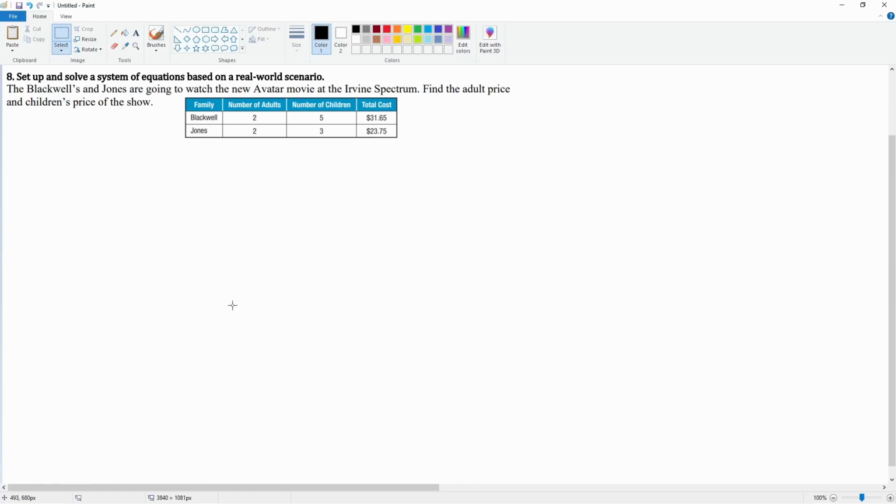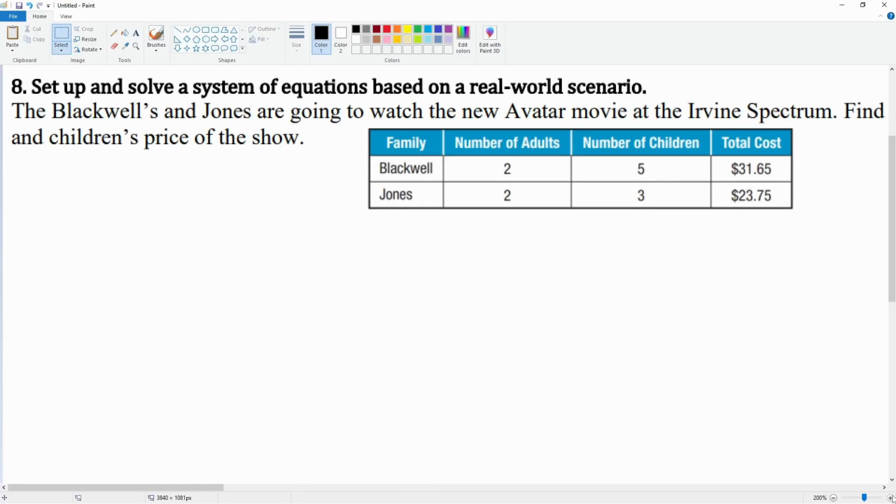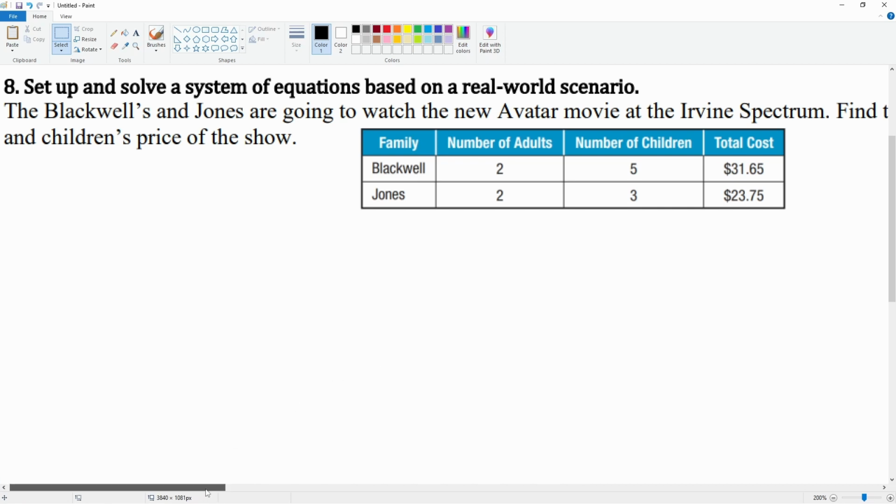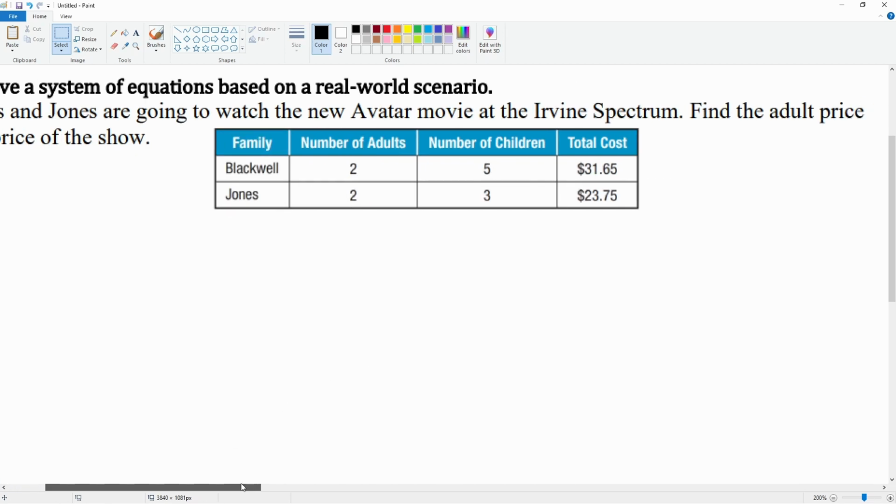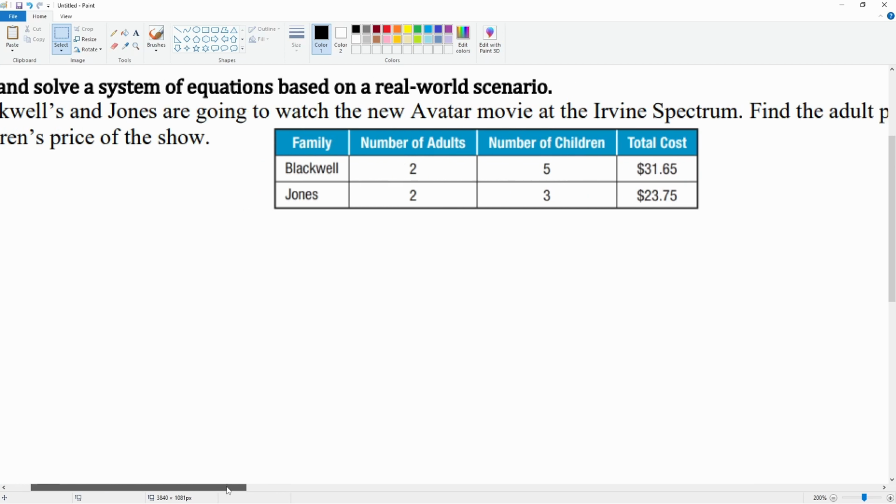Number 8. So you're going to set up this equation, this system, and solve. Okay? So there are two families, the Blackwells and the Joneses, going to watch the new Avatar movie at the Irvine Spectrum. There's a number of adults and a number of children, and you're going to find the price. Oh, this is easy because, look, you already have the two equations.